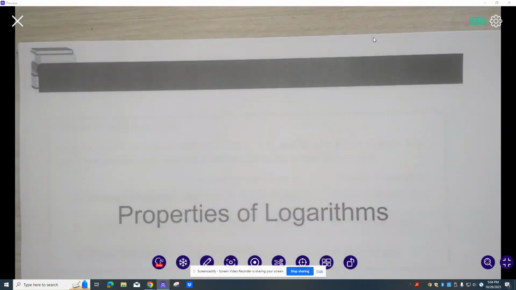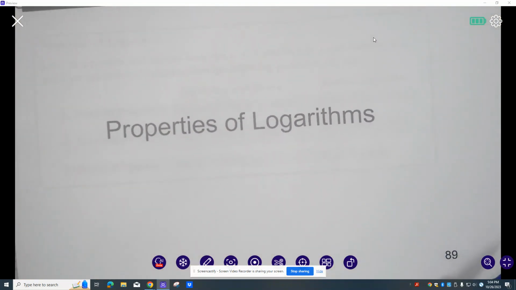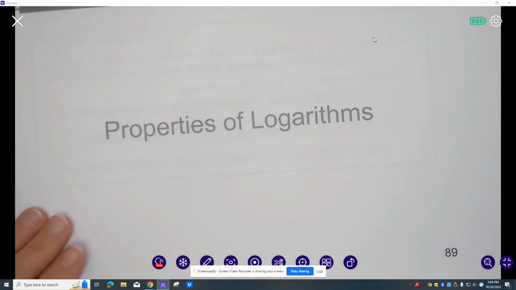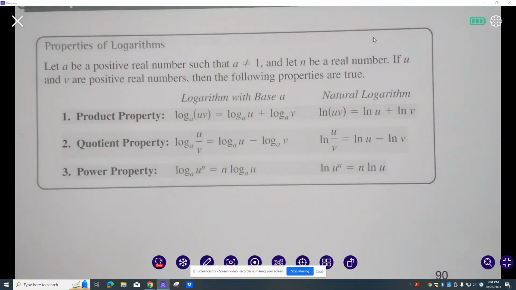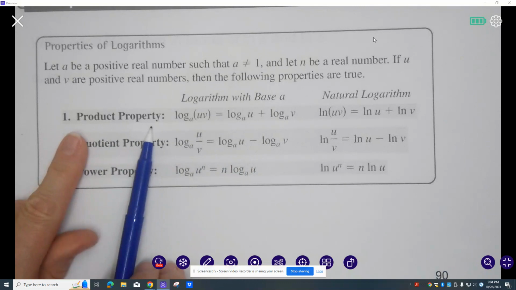Okay, this is the big part of the lesson, the properties. They're pretty important. You will use them a lot in this class and in calculus and possibly other places, whatever you're taking next. Okay, so the properties are right there. I assume they're in your student handout. I hope so anyway. This one's called the product property.